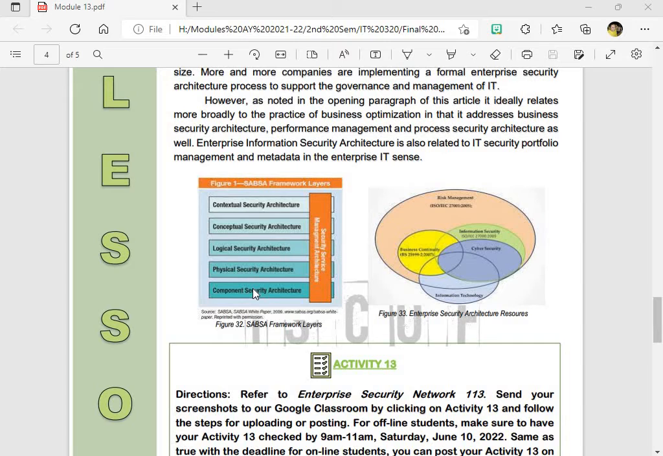Now, if you're familiar with, in your datacom subject, different layers, your application layer, your subset layers, and other kinds of layers, these layers are protective functions, which serve as the basic component for the purpose of signal development, transfer of files, and other purposes. On figure 33 naman, you can see there the enterprise security architecture resources. So you have the risk management, the cybersecurity, information security, business continuity, and information technology. So this is a Venn diagram of enterprise security architecture resources.